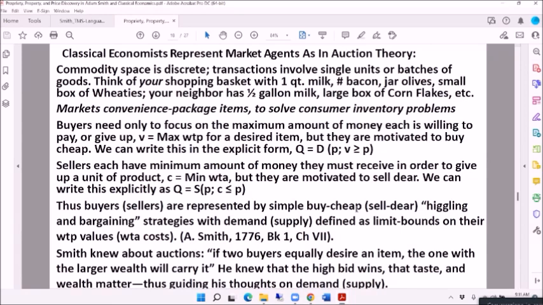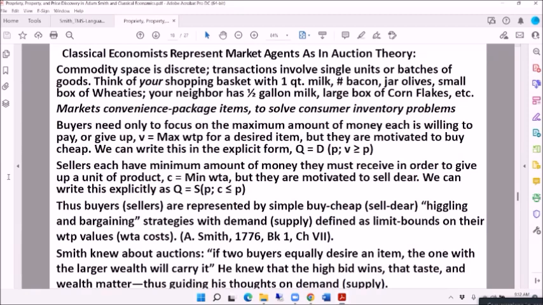Notice that what markets do is they convenience package items to solve the consumer inventory problem. Okay, depending upon your family size, how often you shop, how big your pantry is at home, you are buying goods in these discrete quantities, large, small, medium. Okay.